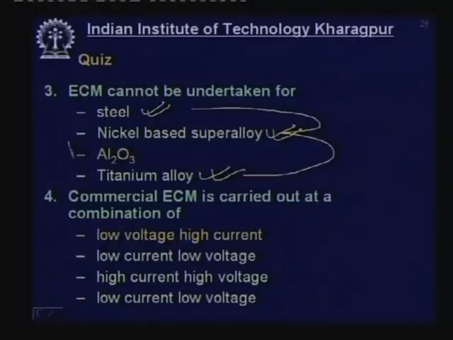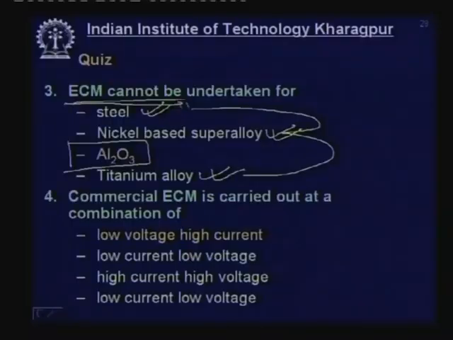So, what are we left with? We are left with only one candidate, which is aluminum oxide. We know aluminum oxide is a ceramic. You must be knowing by this time, this is also used for machining steel. This is used as ceramic inserts, and they are electrically insulating. Thus, this is the answer. Because it is electrically insulating, it does not conduct, it cannot be machined under electrochemical machining. So, your answer is aluminum oxide. Commercial ECM, the next question.